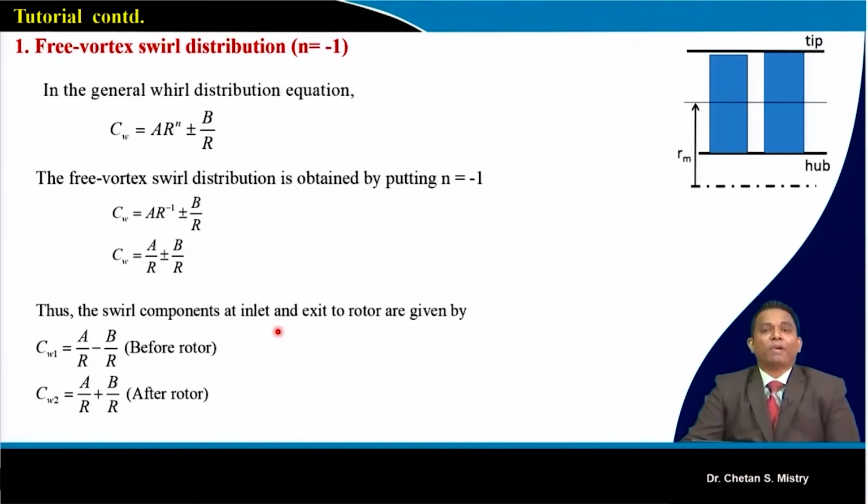Now let's take the first method. What does it say? It says free vortex distribution. So when I say free vortex, we can say my exponent n we are putting as -1. So let me put n equal to -1. My CW formula will be changed to A by R plus or minus B by R. So we can safely write my CW1 as A by R minus B by R, and CW2 as A by R plus B by R. So now we know what our whirl component is at the entry and at the exit.